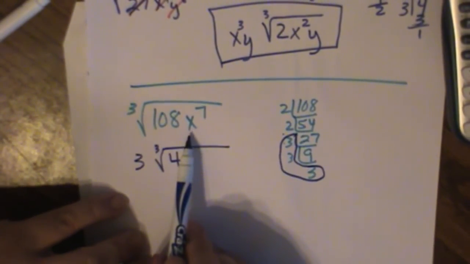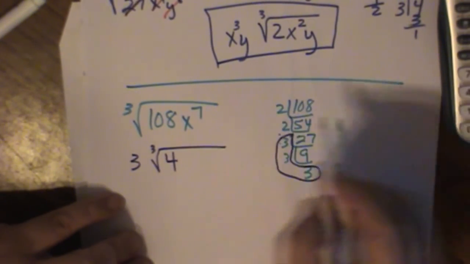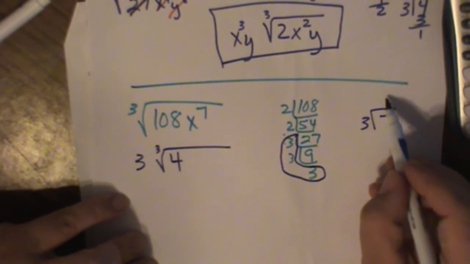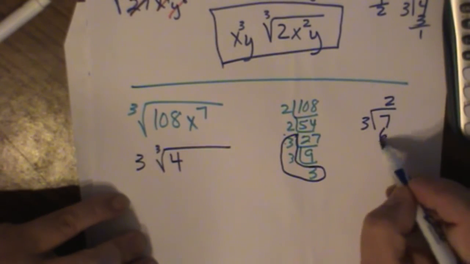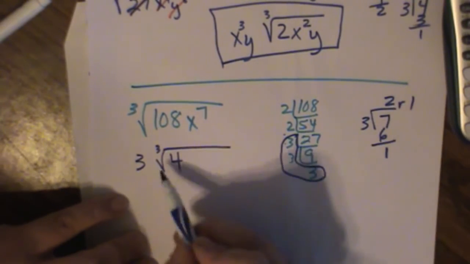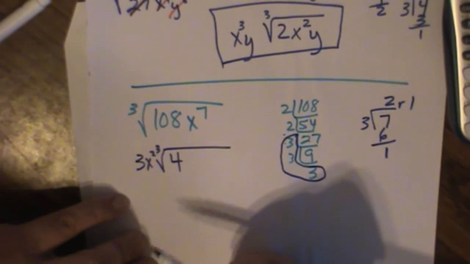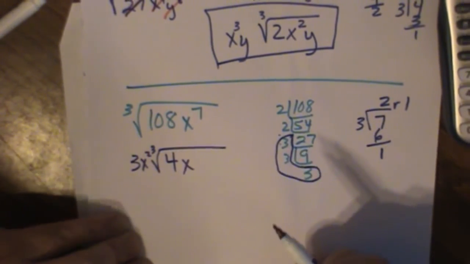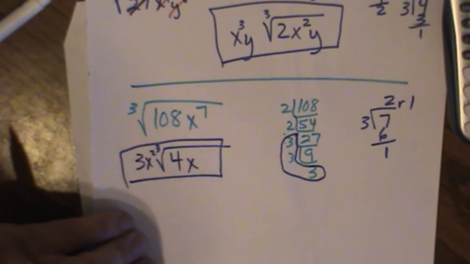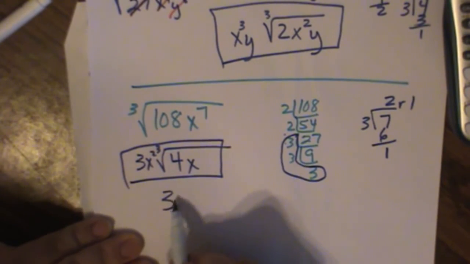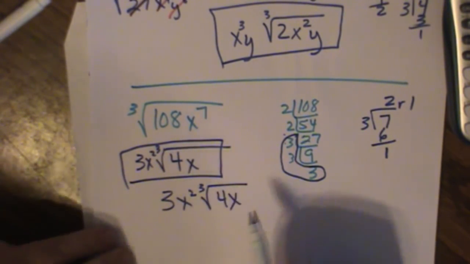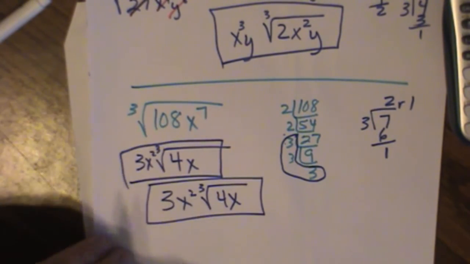Now let's find out how many x's can come out. We have a total of 7, and we're going to divide that 7 by 3. So 2 times 3 is 6, and we have a remainder of 1. So 2 x squared comes out, and we have to keep an x inside. That, ladies and gentlemen, is our answer. It's 3x squared times the cube root of 4x. There we go. That looks a little better.